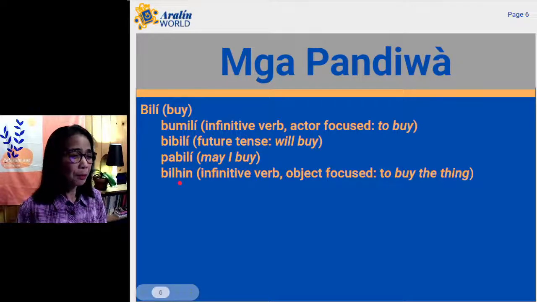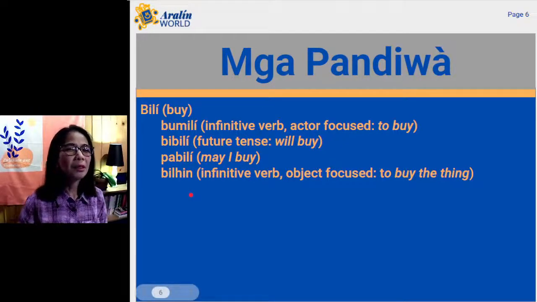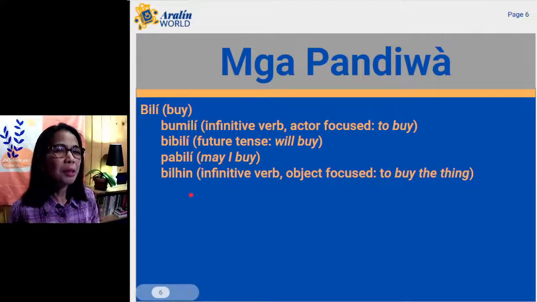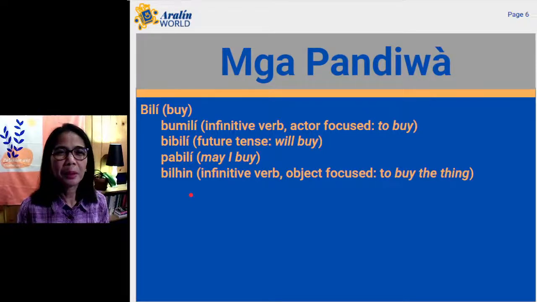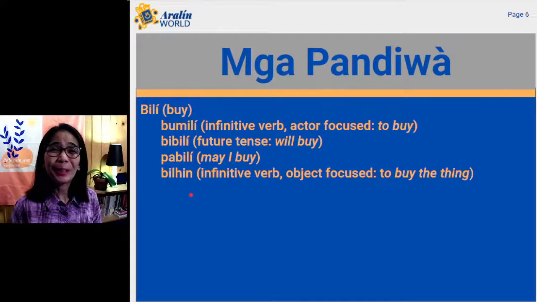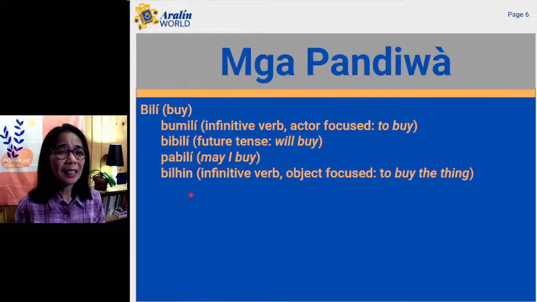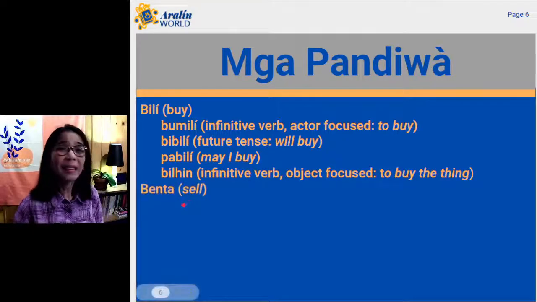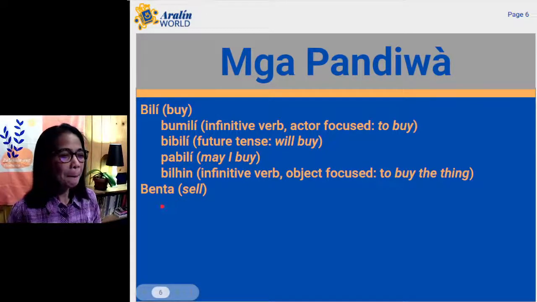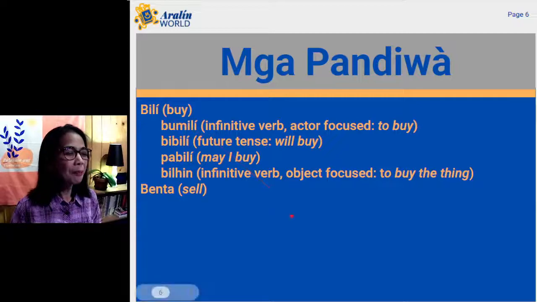Of course, this episode is not about a lesson on verbs. We will get there later. We will dedicate a series of episodes on verbs. But this time, I'm presenting some words so that you may easily understand our conversation tonight. Okay? Next, benta is another word. Benta means sell. Okay, and benta is a root word just like bili.